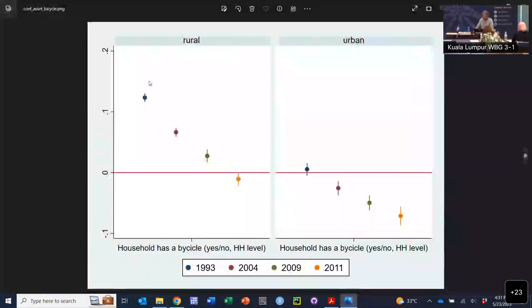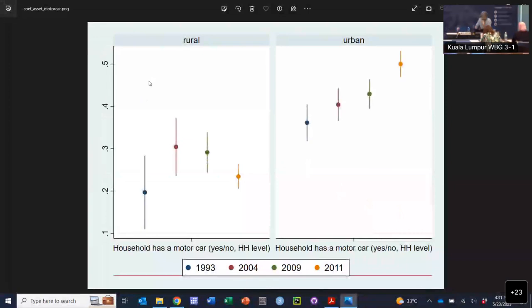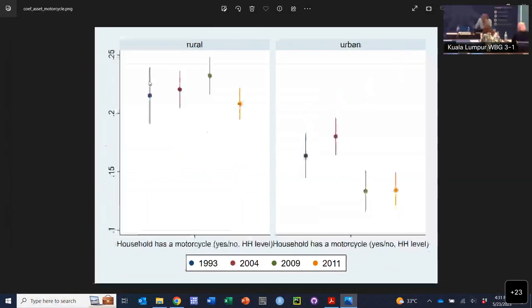Bicycle. Owning a bicycle in rural India was a sign of wealth back in the day, but that's no longer true today. In fact, in urban India, it's even become a negative. Owning a motorcycle, however, has become more of a premium. So a motorcycle is now a stronger indicator of wealth than owning a bicycle is.